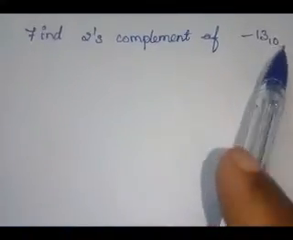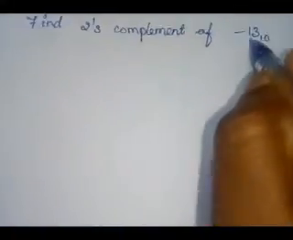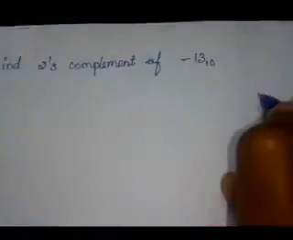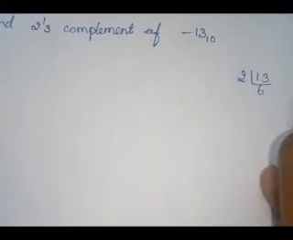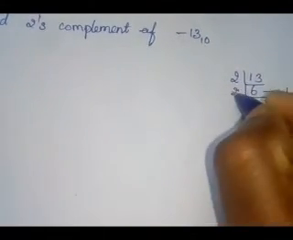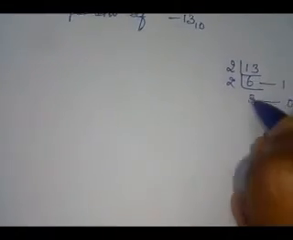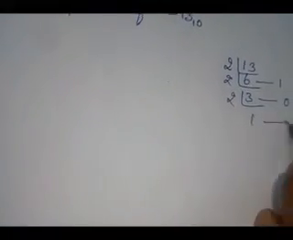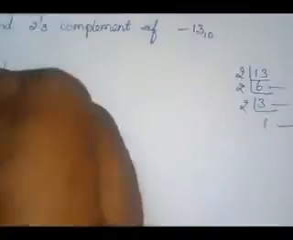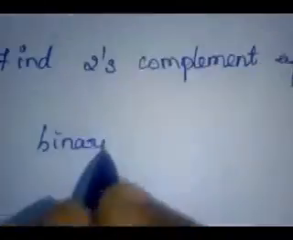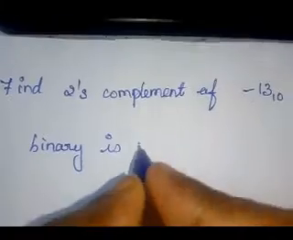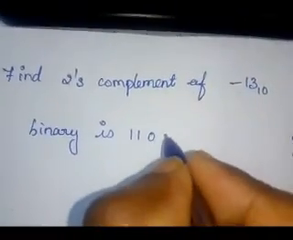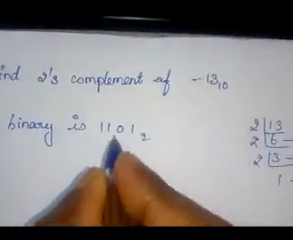Find the 2's complement of minus 13. First find out the binary of 13. How? Repetitive division by 2. 6 2s are 12, remaining 1. 3 2s are 6, remaining 0. 1 2 is 2, remaining 1. So the binary of 13 is 1 1 0 1.